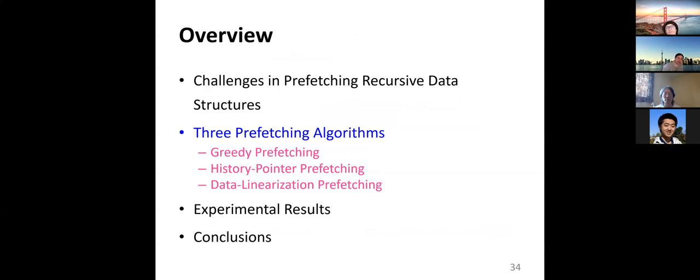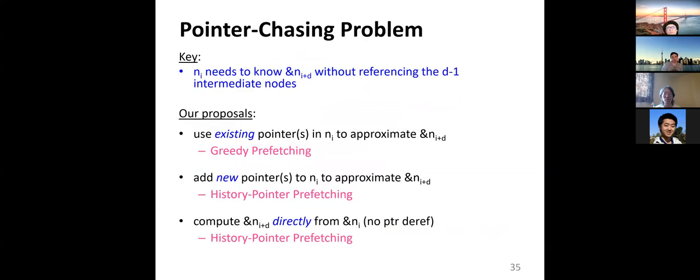So we're going to look at 3 algorithms: greedy prefetching, history pointer prefetching, and data linearization prefetching. The key here, something I really want you to remember, is that N_i needs to know the element address of N_(i+D), right?